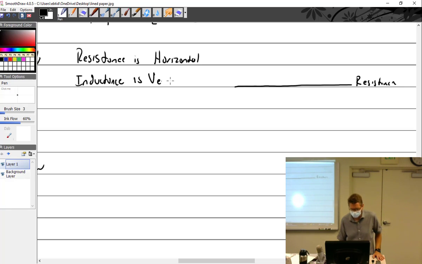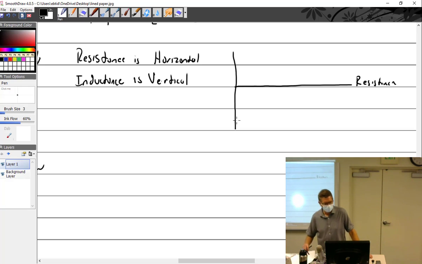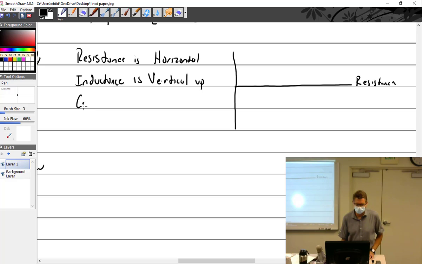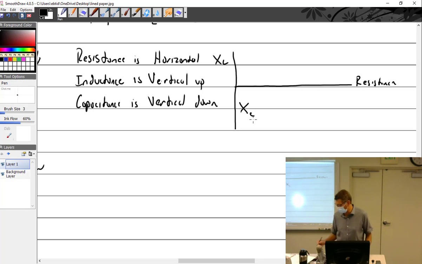Inductance is on the vertical. Wait a minute. Inductance is vertical up, and capacitance is vertical down. Which is to say x of L goes up and x of C goes down. You're going to find most things are x of L, meaning they're inductive.